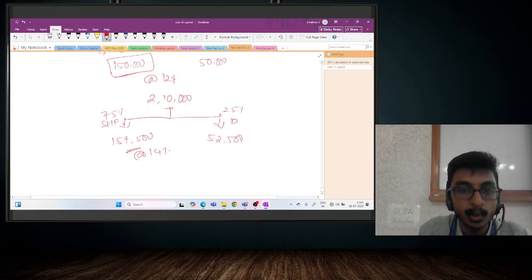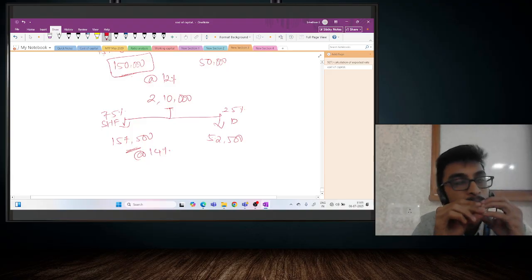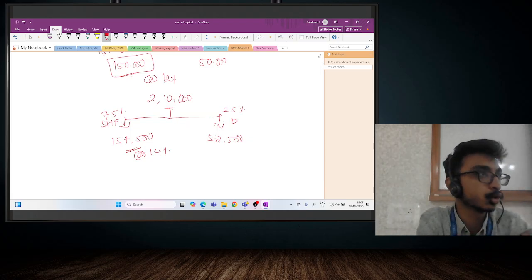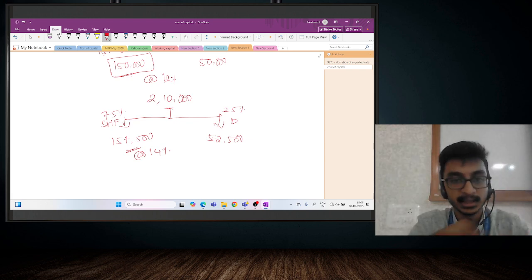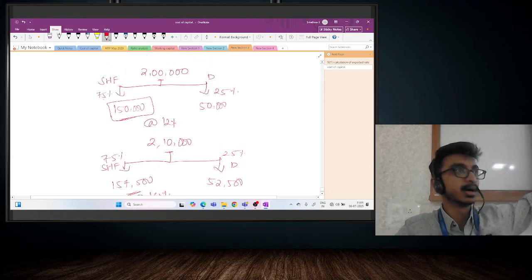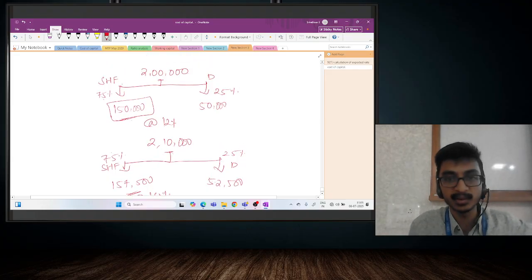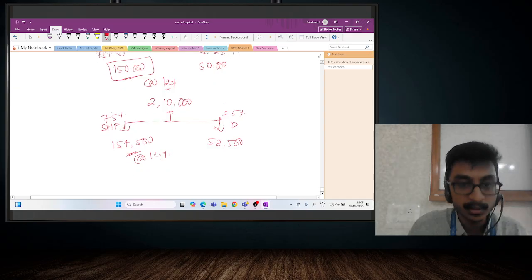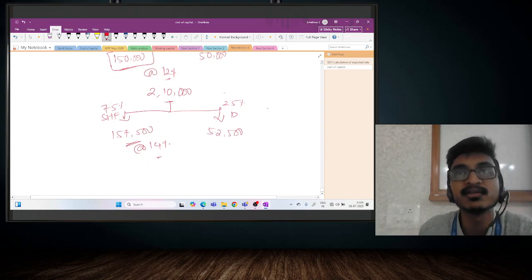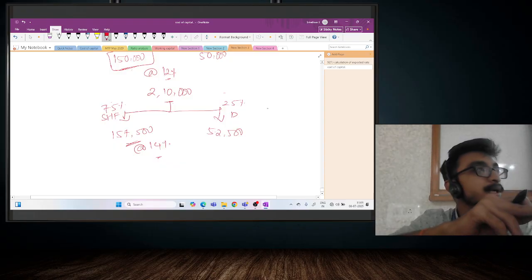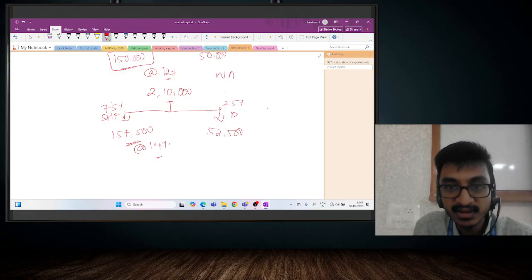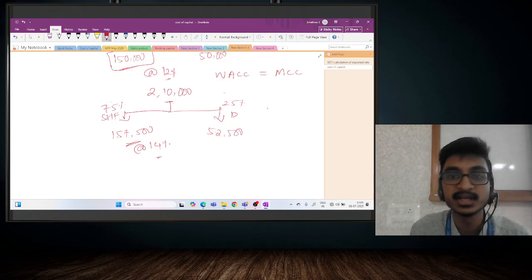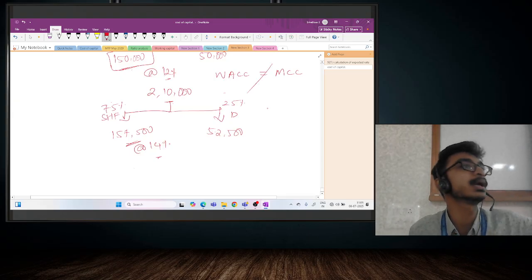So what is important to understand is that the weighted average cost of capital is affected by two components. One is cost, the other one is weight. In this case, is weight changing or not? Weight is not changing. 75%, 75%, 25%, 25%. But what is changing? Cost is changing. Here it is 12%. Here it is 14%. So one component of the weighted average cost of capital is changing. If one component changes, can we say weighted average cost of capital will be equal to marginal cost of capital? We cannot say this. Why? Because cost is changing. Cost of equity is changing here.